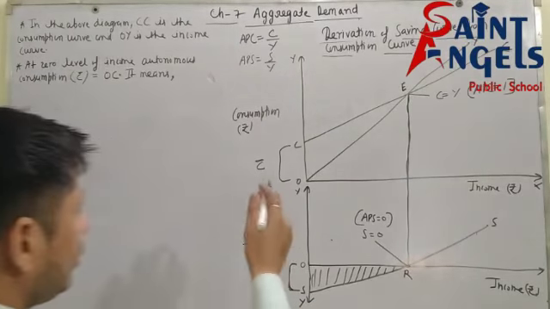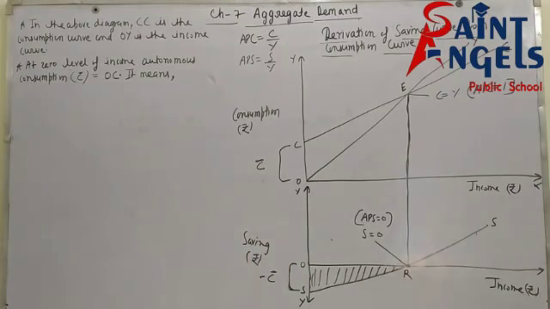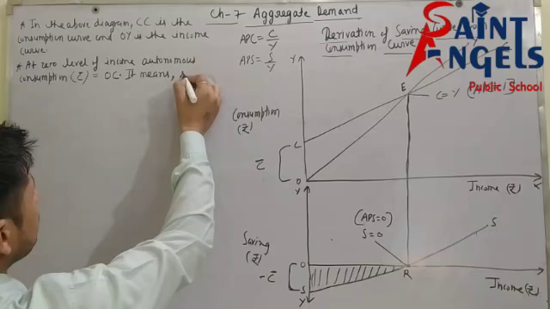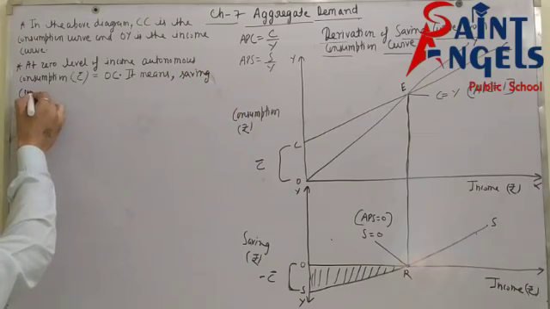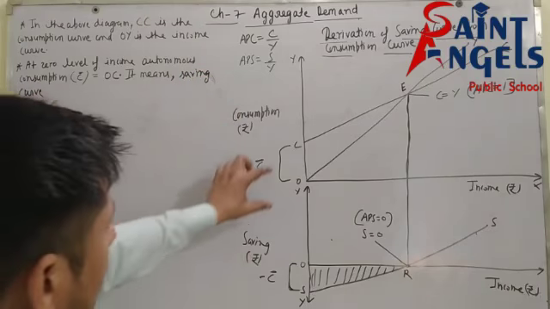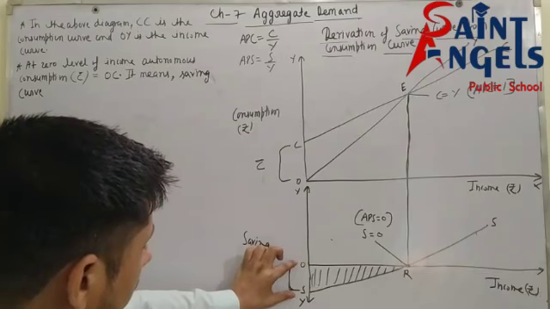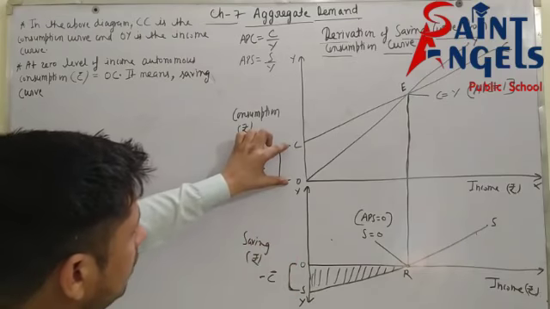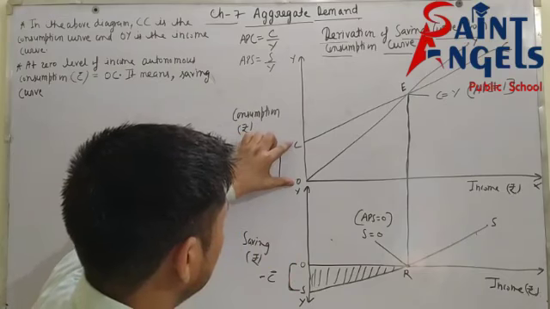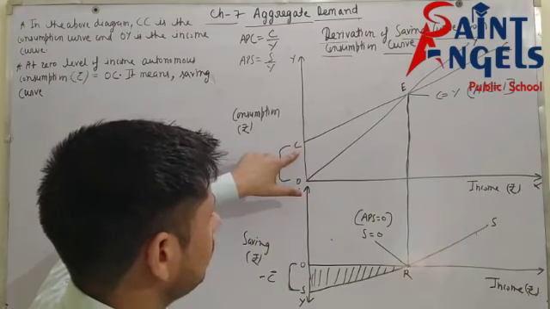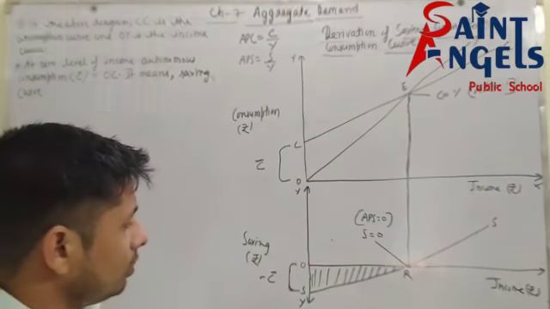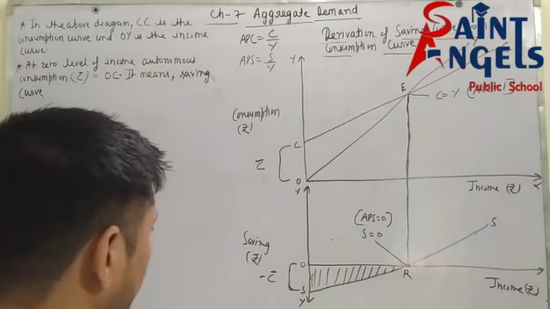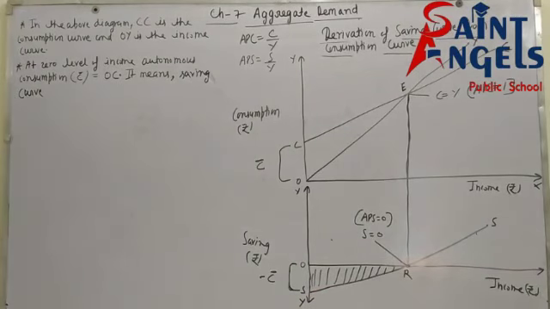Means point S. I hope all of you have understood. See, it means saving curve. Again, this positive value is equal to this negative value, and positive value means at zero level of income. So that's why the consumption curve is starting from the positive y-axis, and this is negative value. So the saving curve is starting from the negative y-axis. I hope all of you have understood.